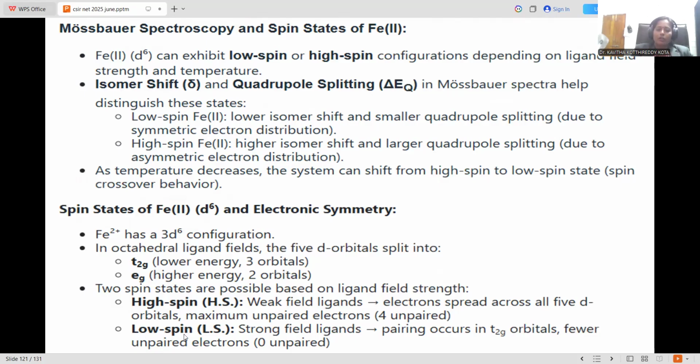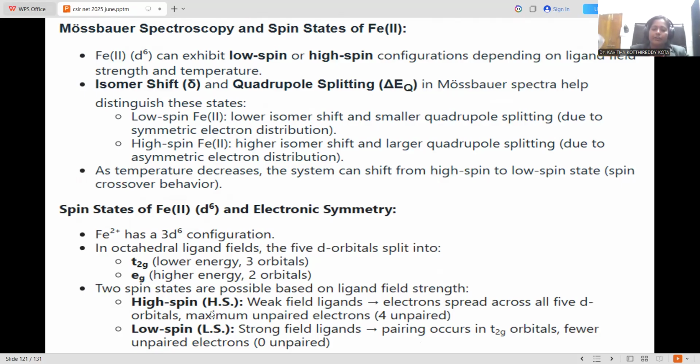But in the case of low spin, strong field ligands are present. Pairing of electrons takes place within the t2g orbitals first. When all six electrons have filled the bottom t2g level, only then will the next electron go into the eg orbital. After the pairing of all the t2g orbitals, only then does the next electron go to the higher energy eg level.